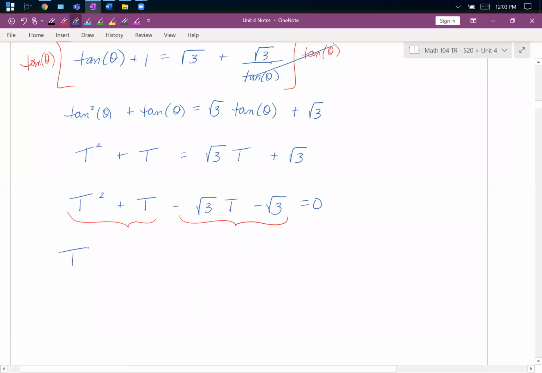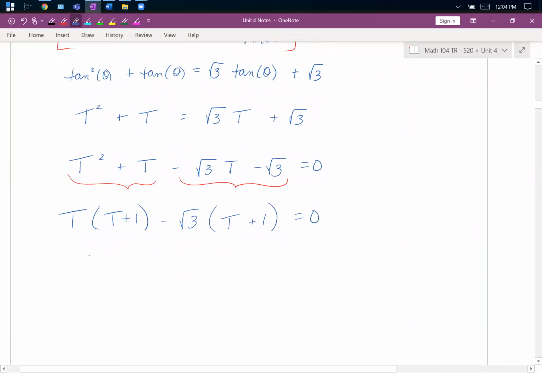We have a GCF of t out of the first 2 terms. And then a GCF of negative square root of 3 out of our second 2 terms. And there's that common binomial factor that lets us know we're on the right track. This factors into t plus 1 times t minus the square root of 3, still equal to 0. Questions at all on the factoring?